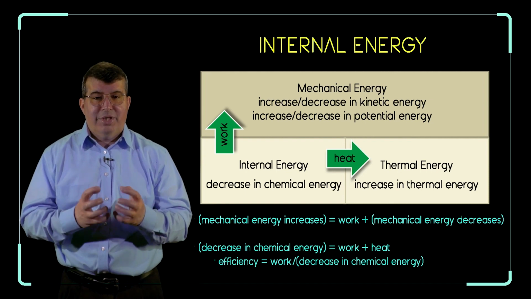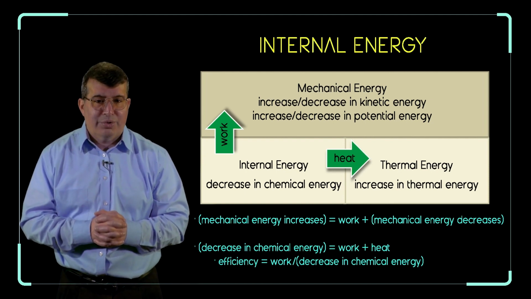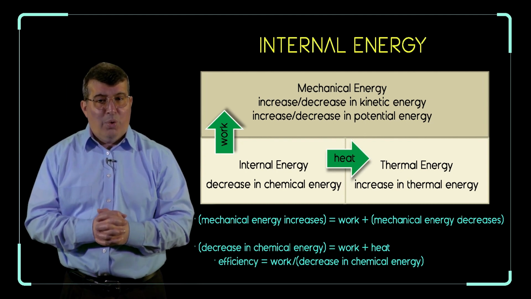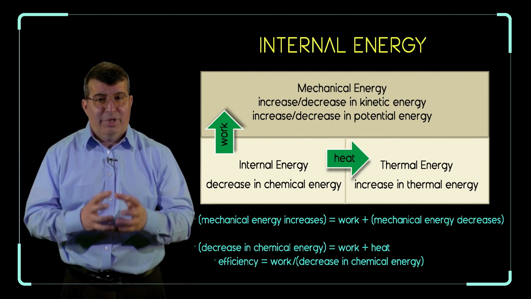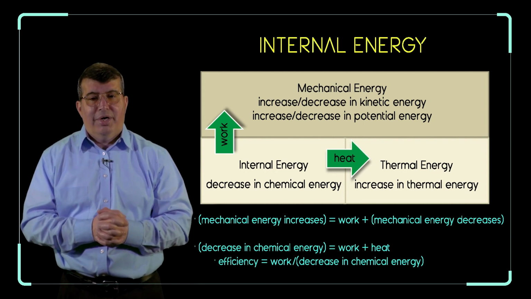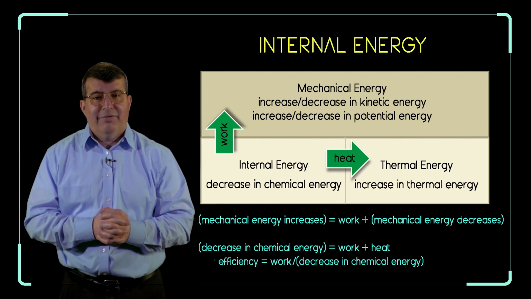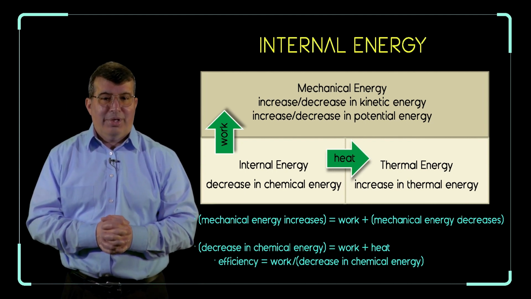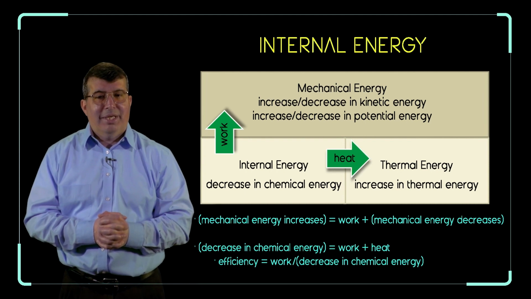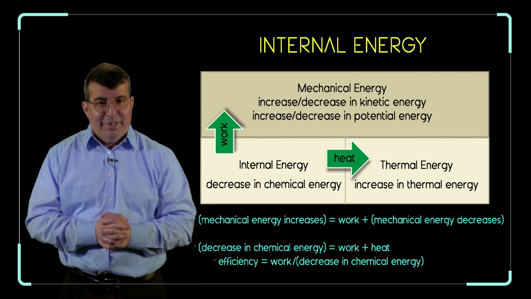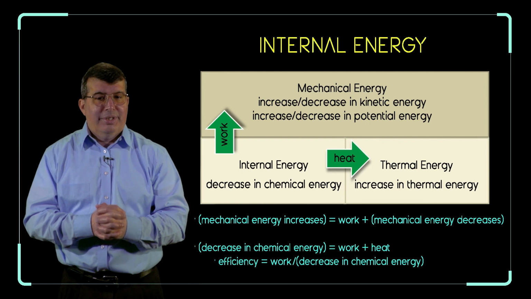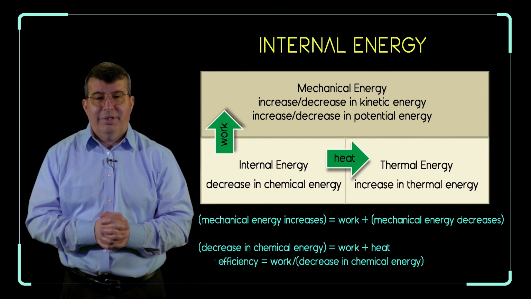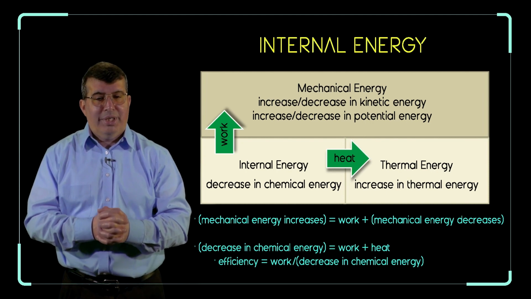Okay? So if we decrease, let's say, 100 joules of chemical energy, realistically, we'll probably only get 20 joules of work out of that. So a decrease in chemical energy of 100 joules can give us 20 joules of work and 80 joules of thermal energy. So that would actually be an efficiency of 20%. So 20 joules of work divided by 100 joules of chemical energy, that would be an efficiency of 20%.